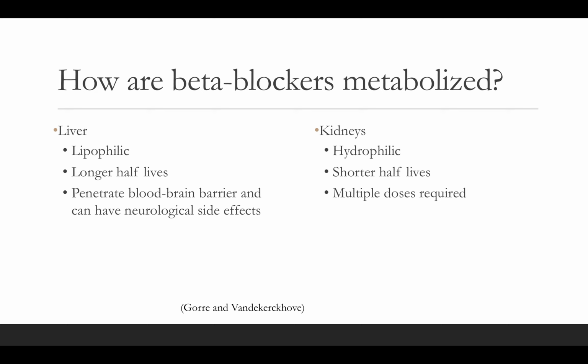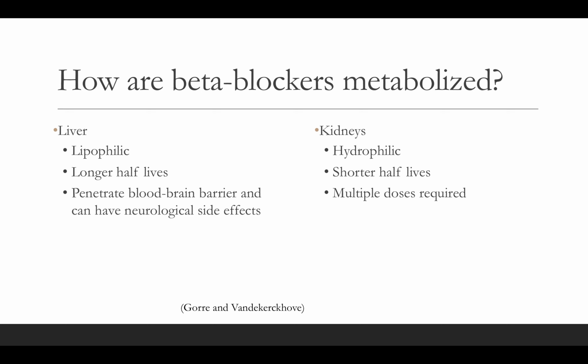So beta blockers are either metabolized by the liver or kidneys. Beta blockers that are metabolized by the liver are lipophilic. They have longer half-lives and they penetrate the blood-brain barrier and can have neurological side effects. Beta blockers that are metabolized by the kidneys are hydrophilic. They have shorter half-lives, so multiple doses are often required.